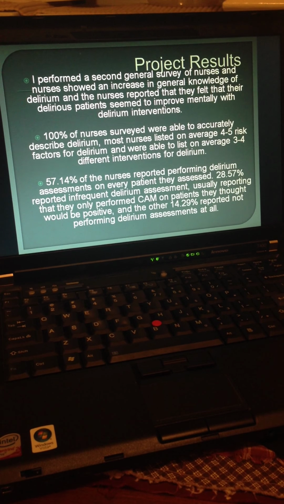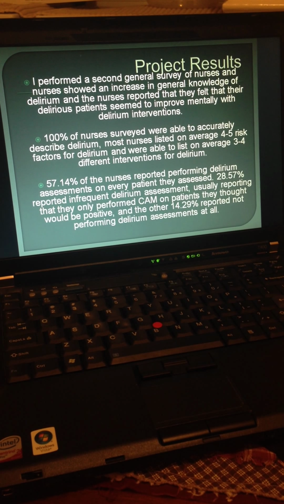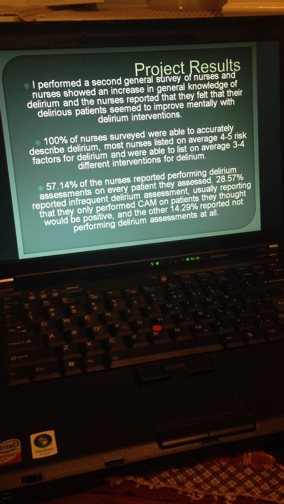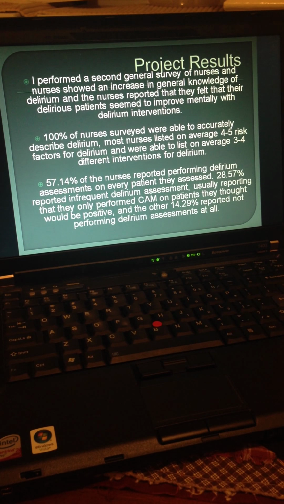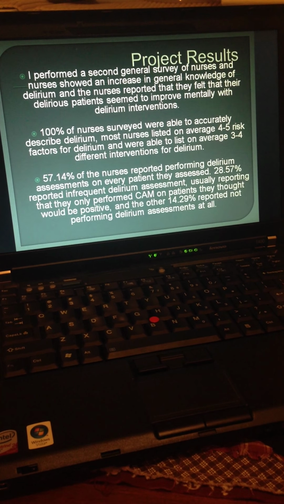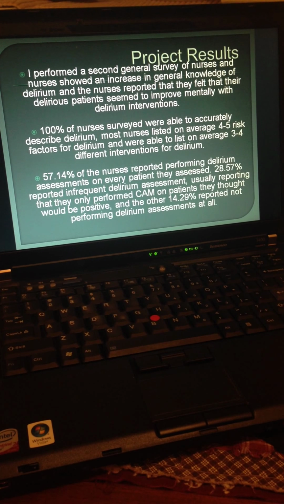This is the project results. I performed a second general survey of nurses, and the nurses showed an increase in general knowledge of delirium. The nurses reported that they felt their delirious patients seemed to improve mentally with delirium interventions. 100% of the nurses surveyed were able to accurately describe delirium. Most nurses listed on average 4 to 5 risk factors for delirium and were able to list an average of 3 to 4 different interventions for delirium.